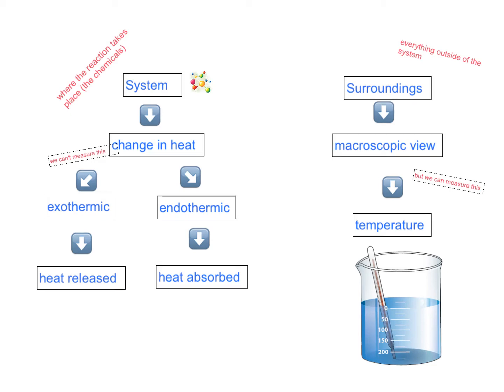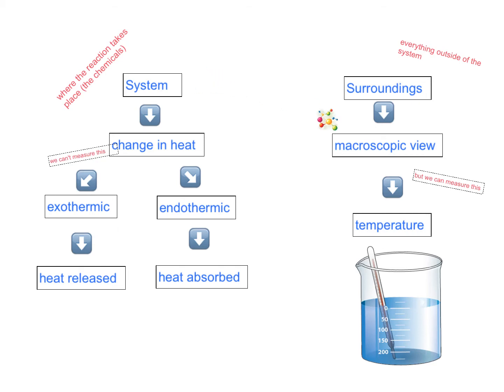In the system, being our actual chemicals, we know that there are changes in heat occurring, but we can't measure what's actually happening. We know that if heat is released, that's an exothermic reaction, and that if heat is absorbed, it's considered an endothermic reaction. But what we can measure is what's going on outside of the system, which we refer to as the surroundings.